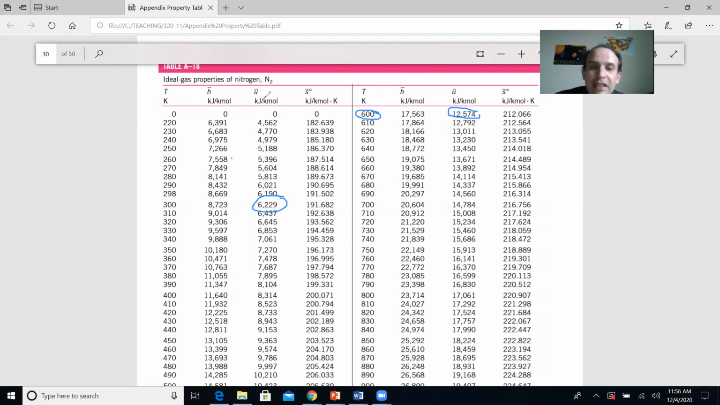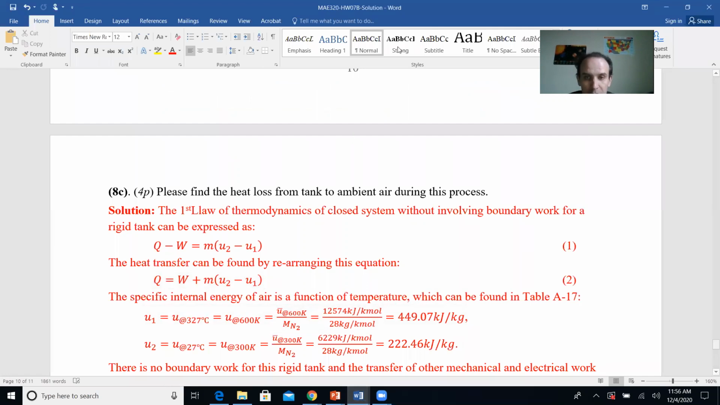But what you must remember is this U is U bar, so it's per unit mole, kilojoule per kilomole, while U used to be kilojoule per kilogram. How to switch from kilojoule per kilomole to kilojoule per kilogram? Exactly, divide by the molar weight if you want unit mass. You take the value from the table and divide by the molar weight of nitrogen.